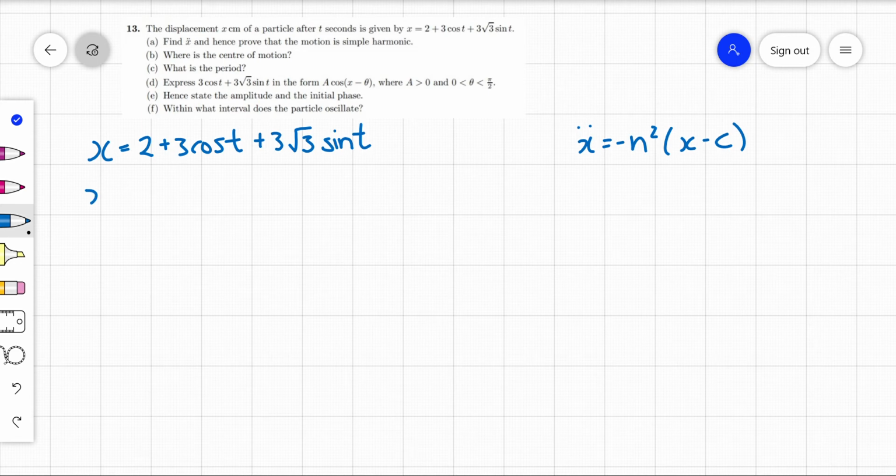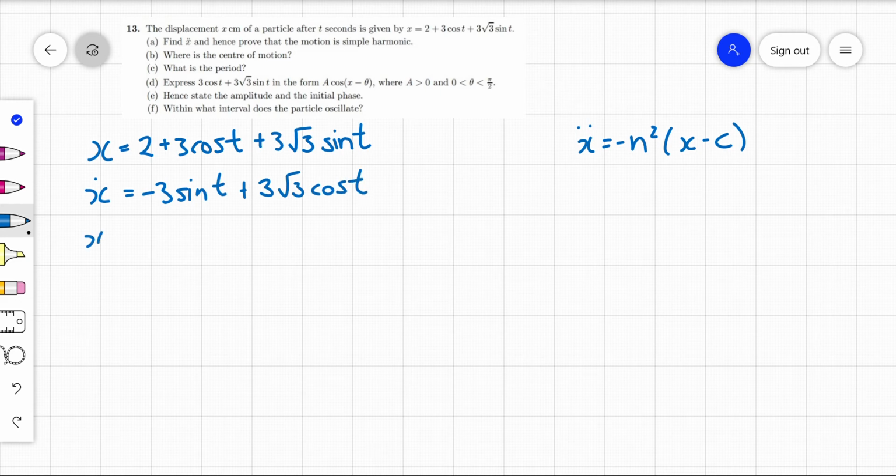All right, so let's go. Let's do x dot first. Velocity we get from differentiating the x equation with respect to t. So here we go. 3 cos t, so the 2 of course disappears. 3 cos t becomes minus 3 sine t. Sine goes to cos, so 3 root 3 cos t.